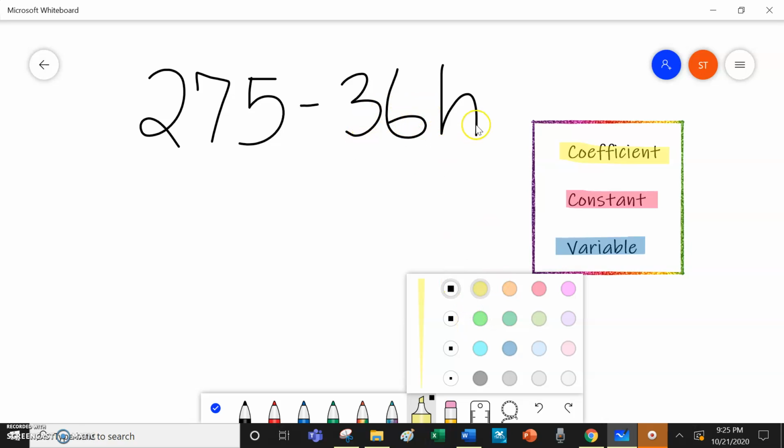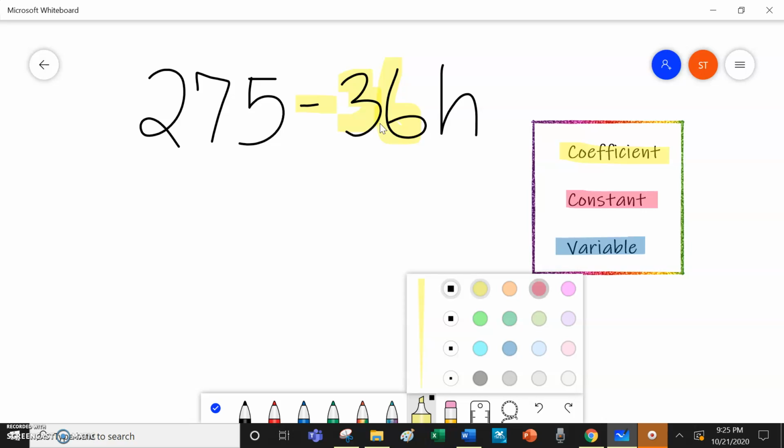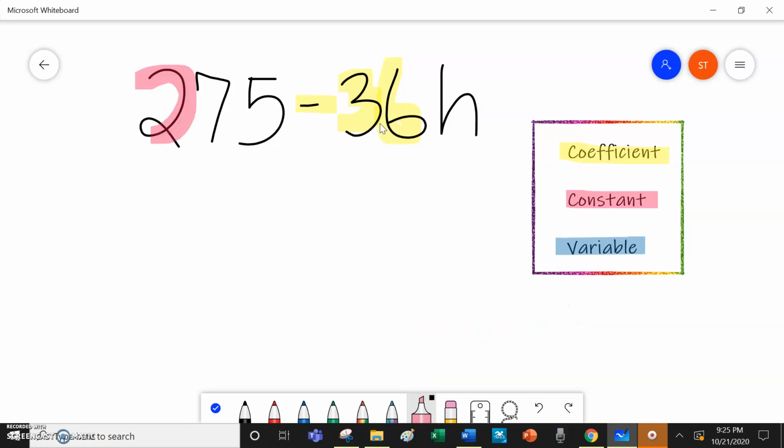That means it needs to be next to the variable, needs to be touching it. In this case, that is 36, our coefficient, and it's negative 36 because the sign matters. Our constant is 275. It is the number that stands alone. It is not multiplying the constant. It is not multiplying the variable. It is the number that's by itself.